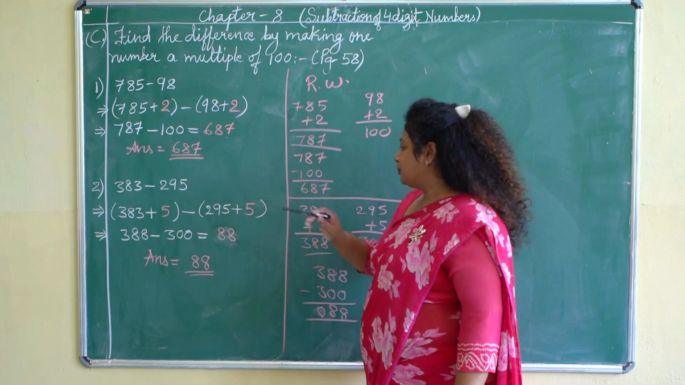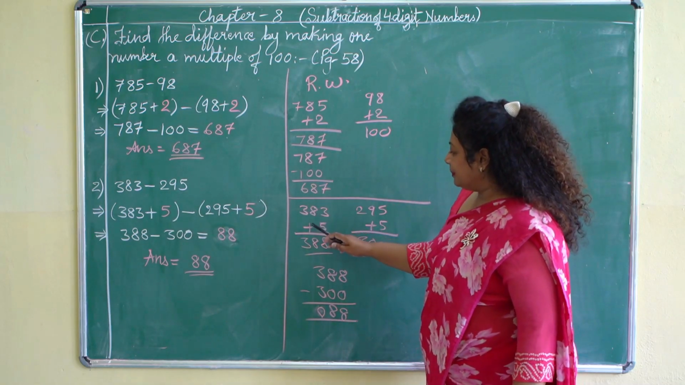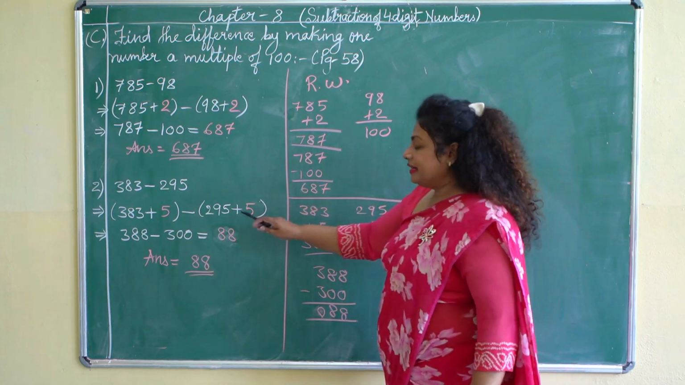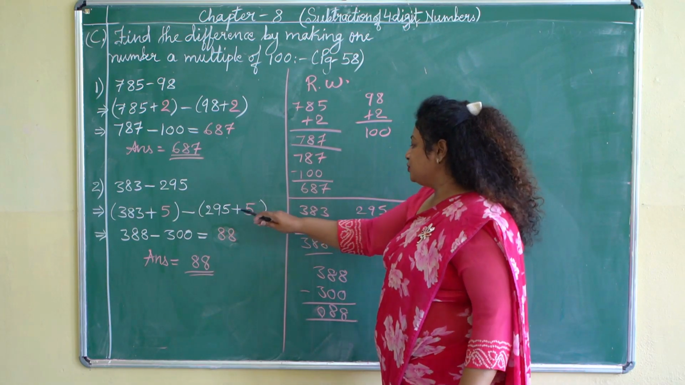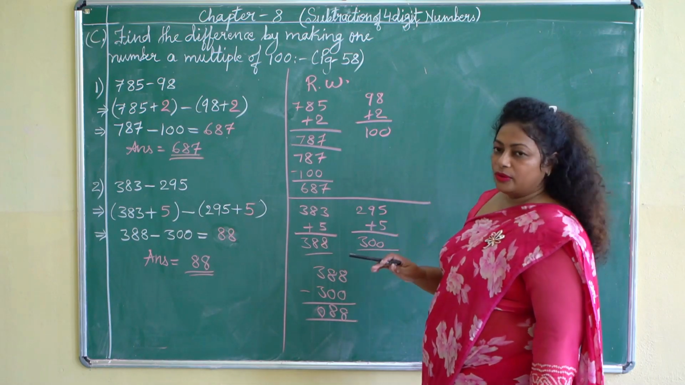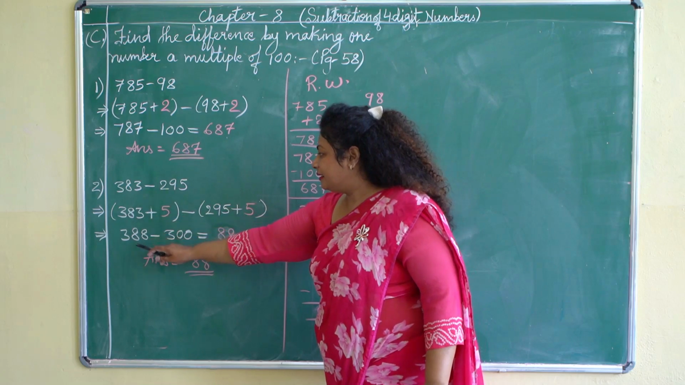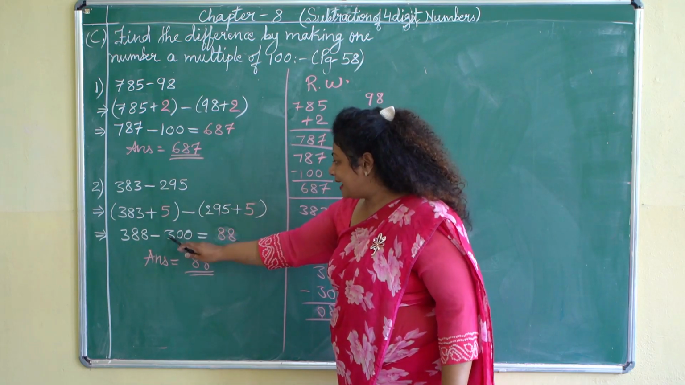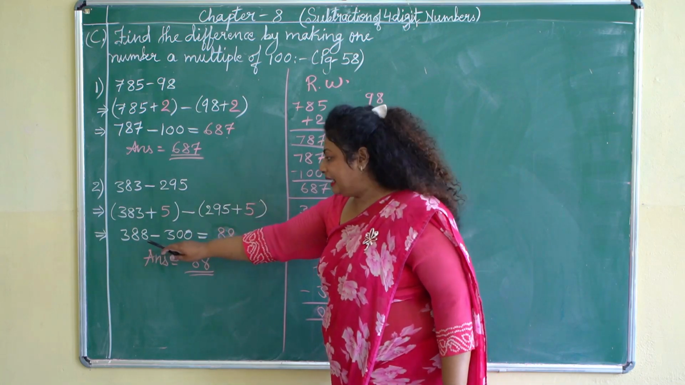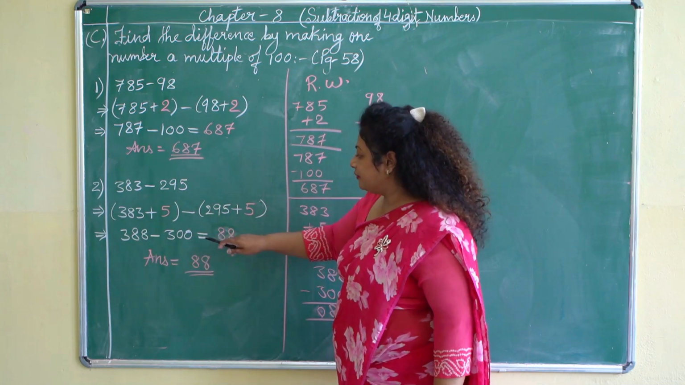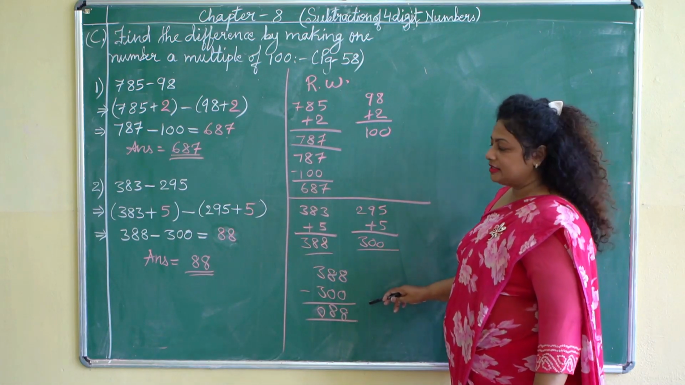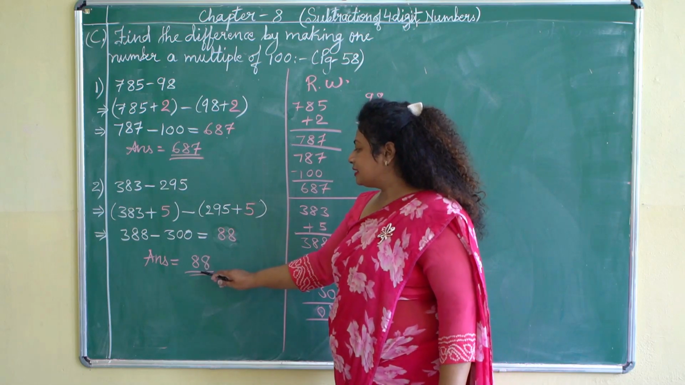Let us solve these two brackets. 383 plus 5 will give you 388. Now we will solve this bracket. 295 plus 5 will give you 300. Now the answer we got is 388 from this bracket minus 300 we got from this bracket. So now 388 minus 300 will give you 88. I have solved it in the rough column. Got it, children? So the answer we got is 88.